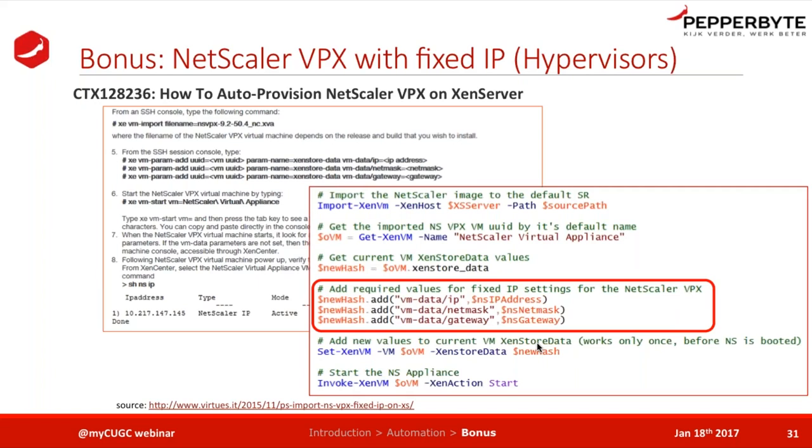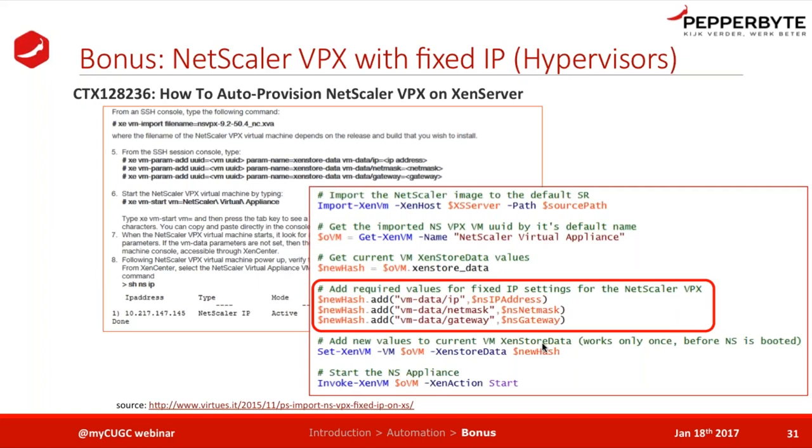So this allows me to not just automate my NetScaler configuration, but also the automation of the NetScaler deployment. Because if I can give it a fixed IP address, I know which IP address, the NS IP address, I can use for my configuration scripts. So adding another automation step to the entire process.